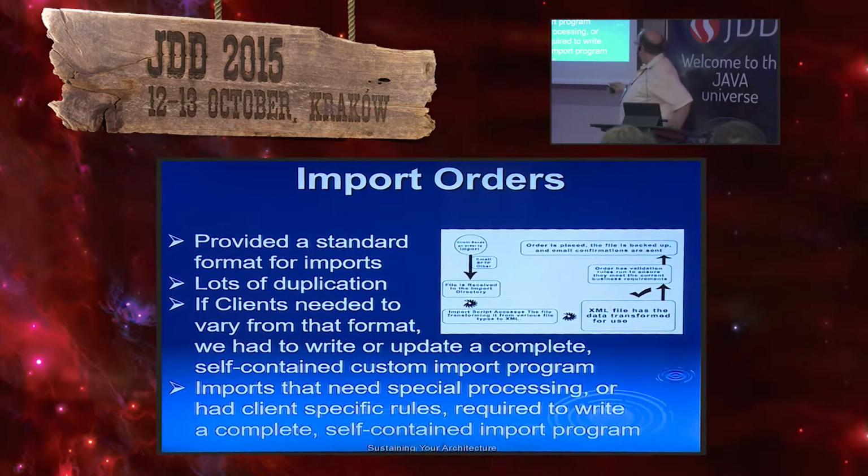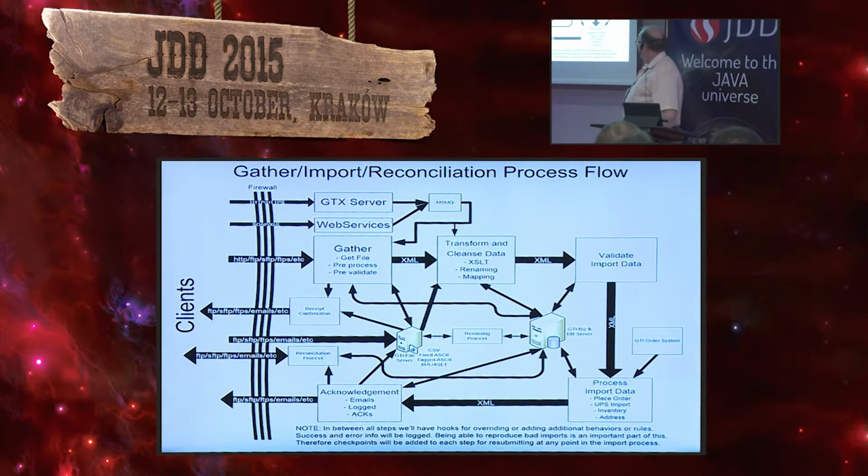So basically what's going on is the client has some kind of order, and they might email or FTP it, or there might be some kind of service that they're talking with. They had all different kinds of ways they wanted to give it to us, depending on the client. Then we received it, we wanted to process it, and ultimately go into our place order part of our system.